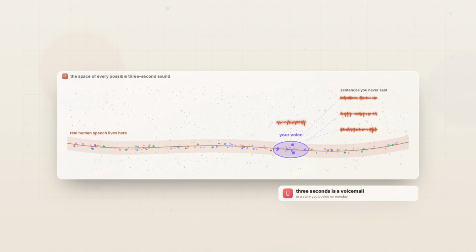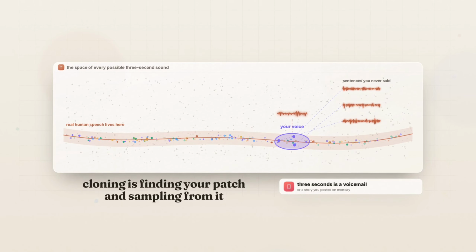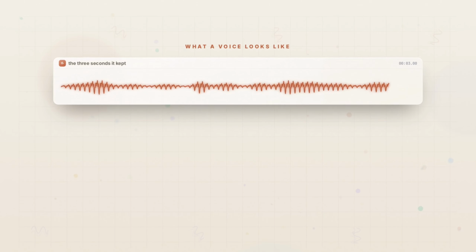3 seconds, that's a voicemail. A clip from something you posted. So the whole trick, stated plainly: find the patch and then sample from it. So hold on to those 3 seconds and get closer.